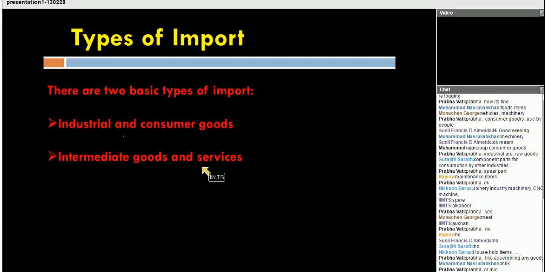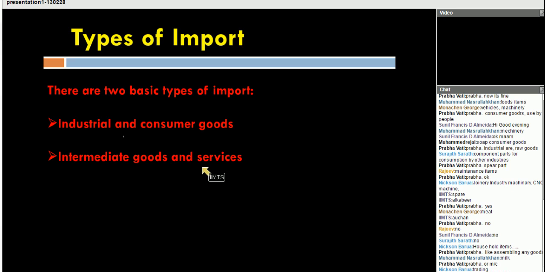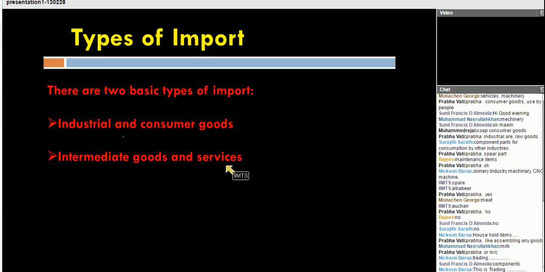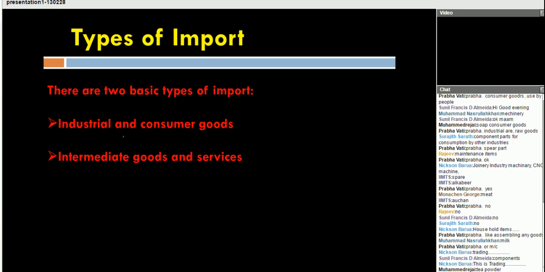Yes, milk also, Muhammad. That is also a perfect answer. Assembling any goods. Okay, yes, Prabha, those are intermediate goods and services. So any example of intermediate service? Intermediate services, which can help in the, what is this? Machinery, Prabha.